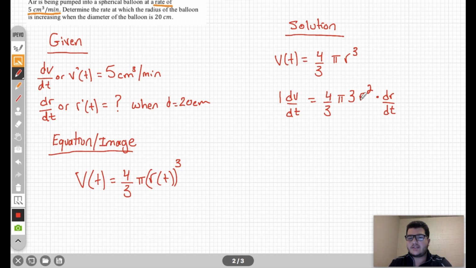I have this constant, that's no problem. I have dr dt, which is what I'm solving for. But do I have r? I have to make sure that I'm only solving for one variable. Do I have r? I don't have r, but I have diameter. And we know how to solve for radius.